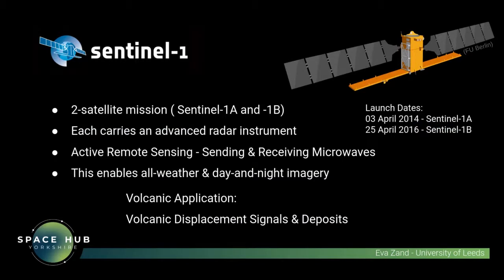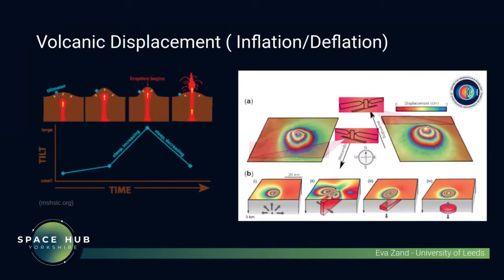Each carries an advanced radar instrument. And this is an active remote sensing tool, so it's sending and receiving microwaves. And this enables all weather and day and night imagery. And when we are thinking of what we could use this for in volcanic monitoring, this is usually used for volcanic displacement signals and deposits. So back to this volcanic deformation I mentioned earlier already.